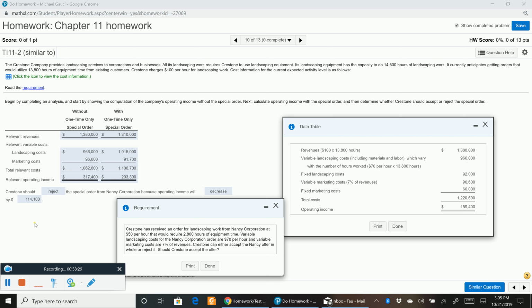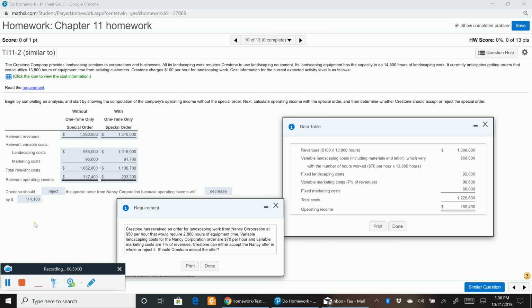Okay, in this homework problem, we are dealing once again with a special order. We have a landscaping company. All its landscaping work requires the company to use landscaping equipment, and the equipment has the capacity to do 14,500 hours of landscaping work. It's currently anticipating orders that would utilize 13,800 hours of equipment time from existing customers. The company charges $100 per hour.